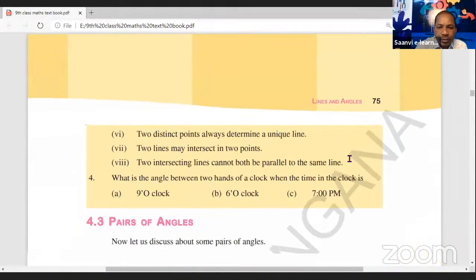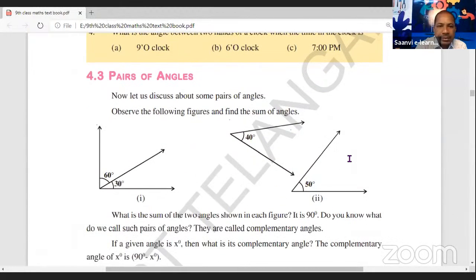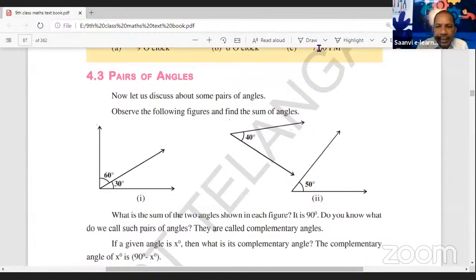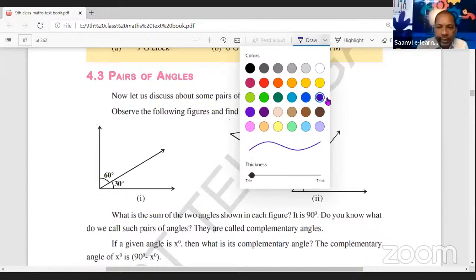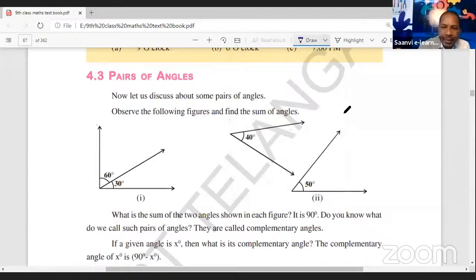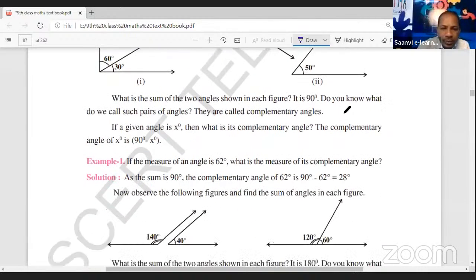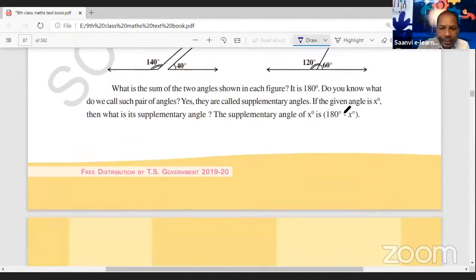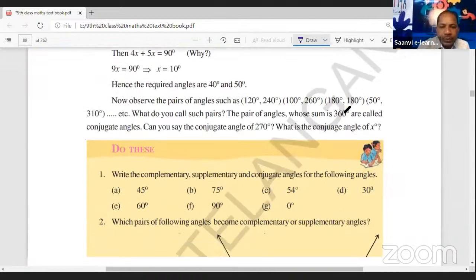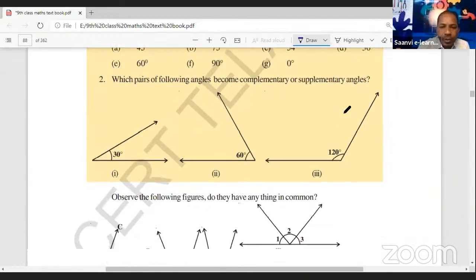So, first of all, pair of angles. Pair means two angles. First of all, we have to learn what complementary angles are, what supplementary angles are, and what conjugate angles are. So today we are going to discuss these complementary angles, supplementary angles, and also conjugate angles. Okay, children.